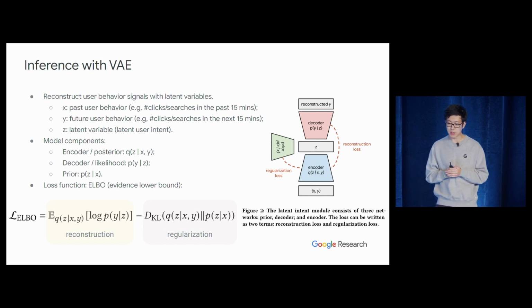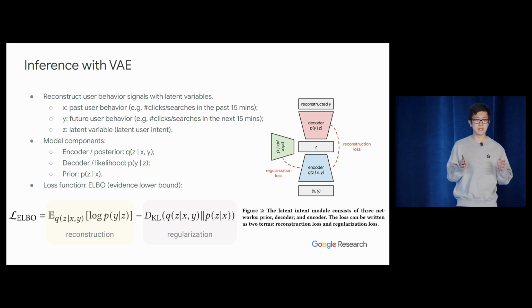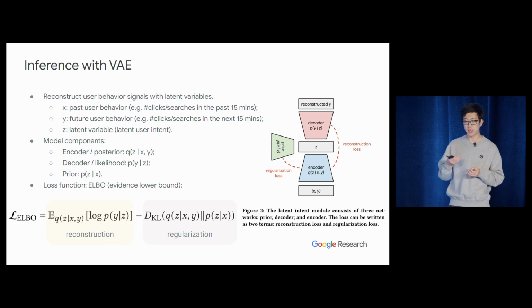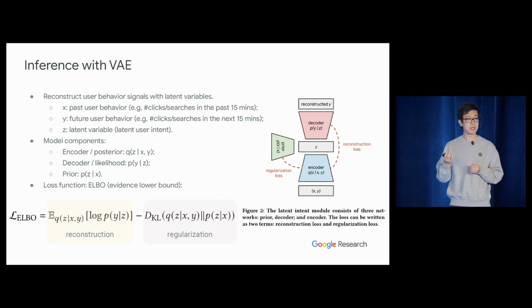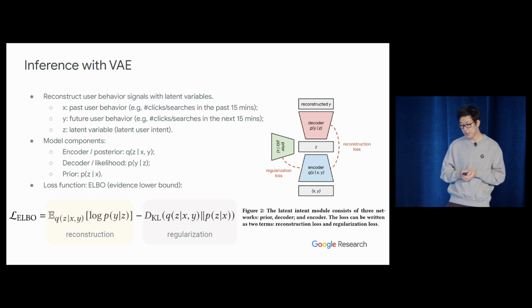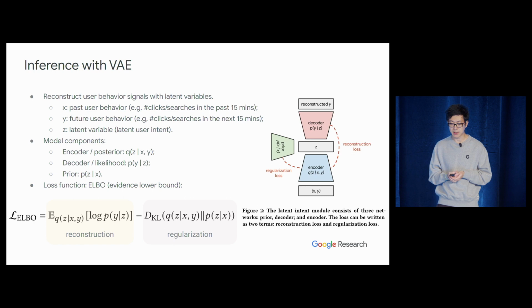Another component is the so-called regularization loss. So remember that we also have a prior network here. The prior network is essentially, given users' past behavior, what's our prior knowledge on users' intent. Whereas for the encoder, you can think of that as a posterior distribution. That is, after observing users' future behavior, what is your updated belief on users' intent? And then this regularization term is defined as the KL divergence between the posterior distribution and prior distribution. So it's essentially saying that we don't want the posterior distribution to be too far away from the prior distribution. And then the discrepancy here is defined by the KL divergence.